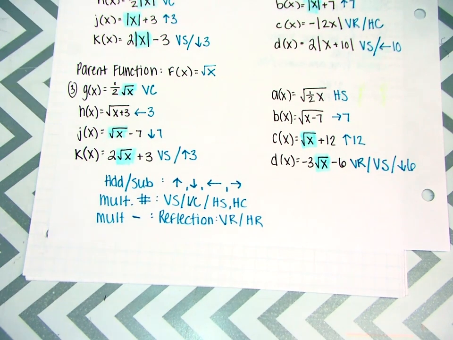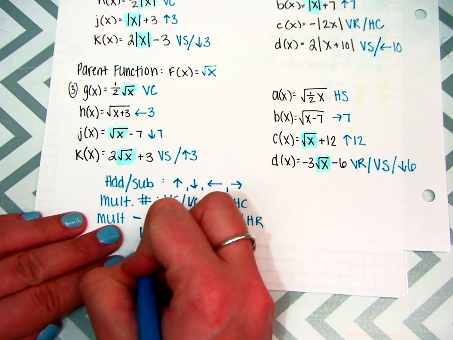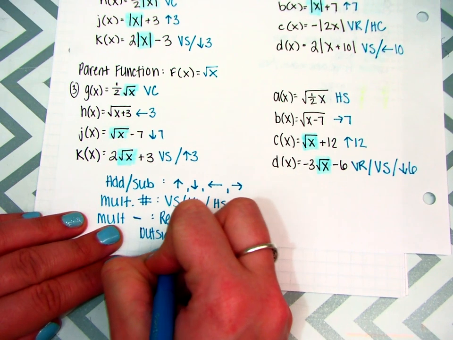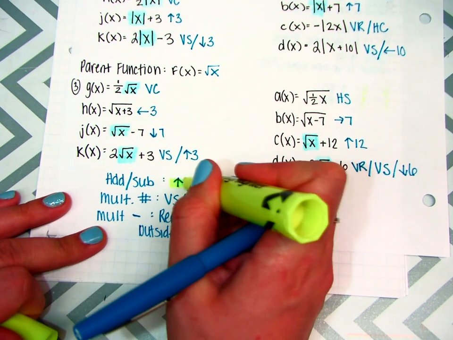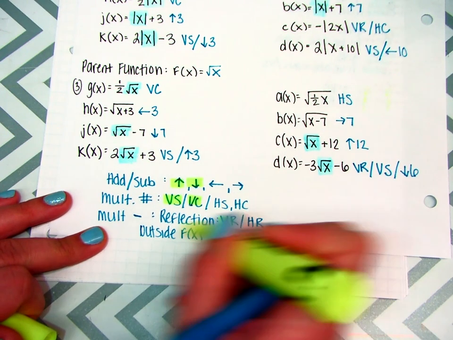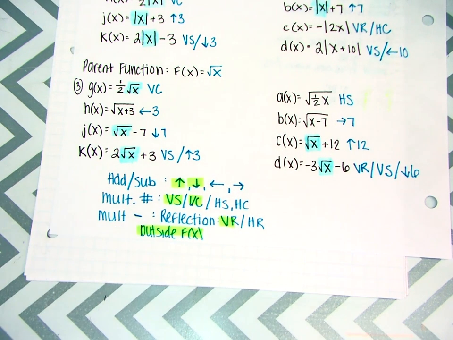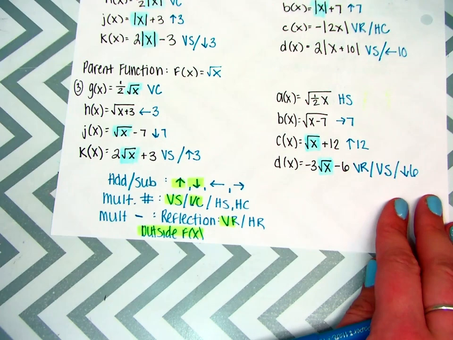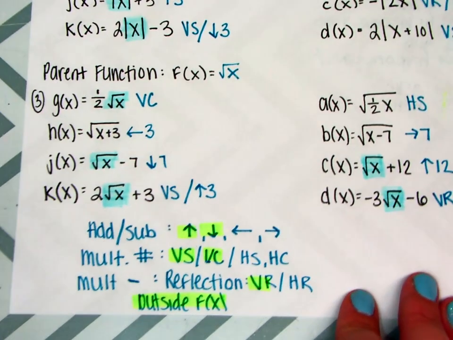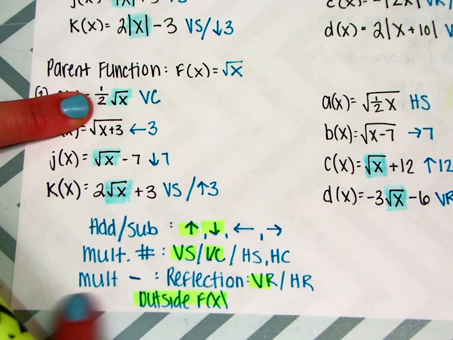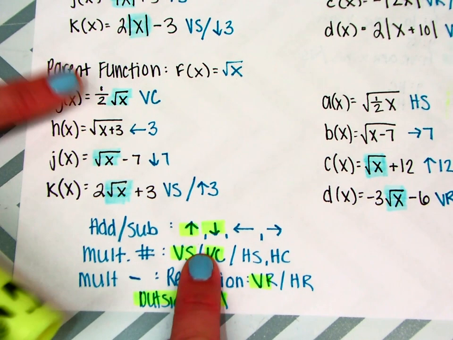Now, if it's inside the function or outside the function, we'll start there. Outside f of x, you're going up or down, vertical, vertical, vertical. If it's outside of the function, like on this example, g is outside, we're multiplying by a number. It's either a stretch or compression.